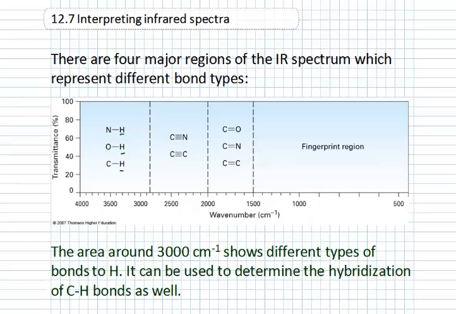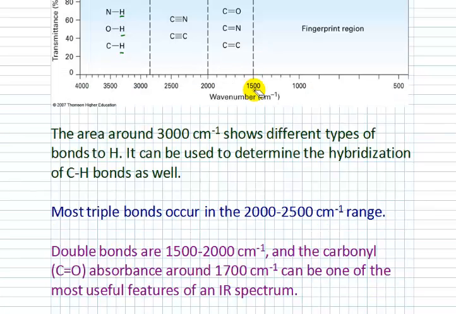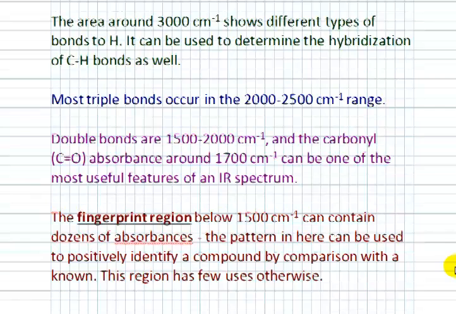So I mentioned that above 3,000 we can see bonds to H. We can also determine the hybridization of CH bonds, and we'll see that in a moment. That gives us more structural information. Between 1,500 and 2,000 are the double bonds. The carbonyl absorbance around 1,700 is oftentimes one of the most useful features of an IR spectrum. You can tell just by glancing at an IR spectrum whether or not there is a carbonyl in your molecule.